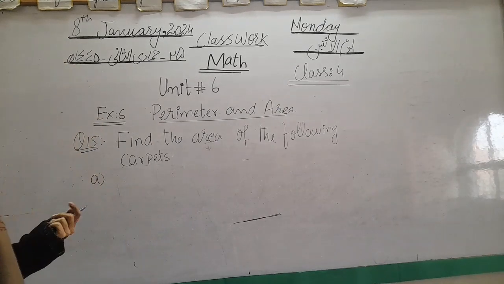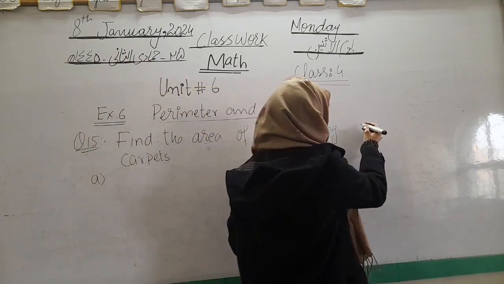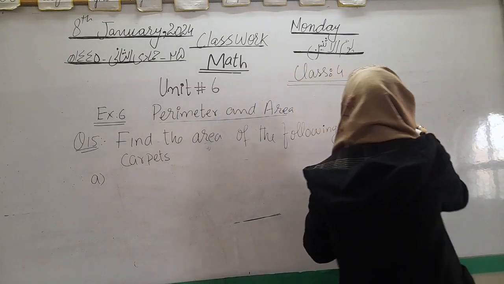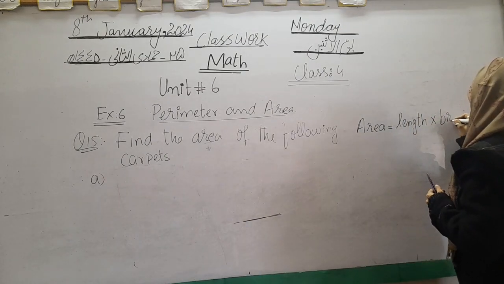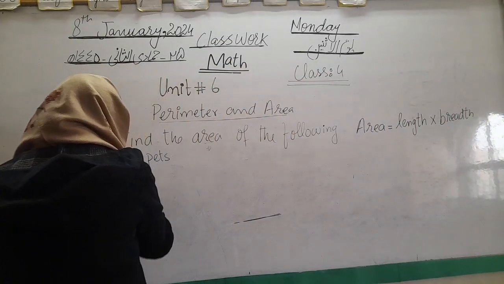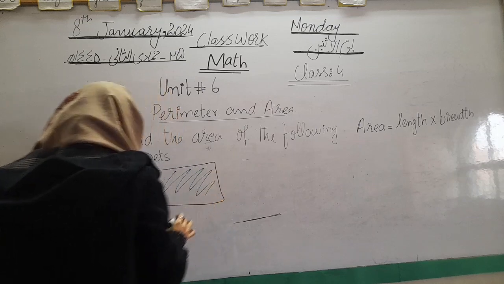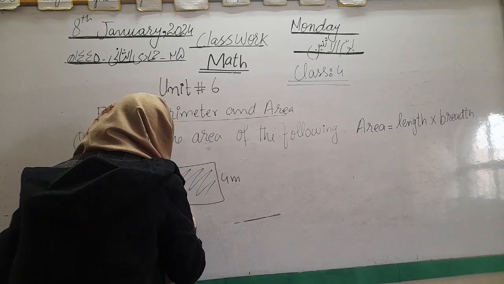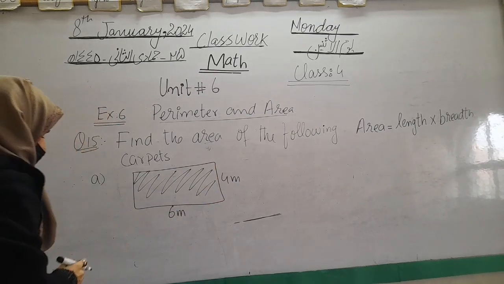Before we start this question, tell me class, what is the formula of area? Tell me back. Area is equal to length multiplied by breadth. Now in A part we have a carpet that has length 4 meter and breadth 6 meter.